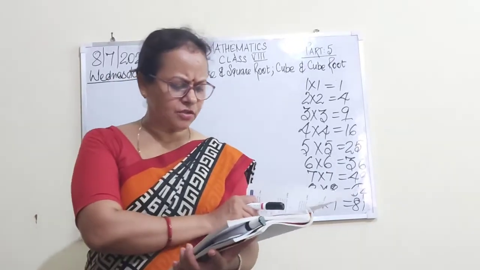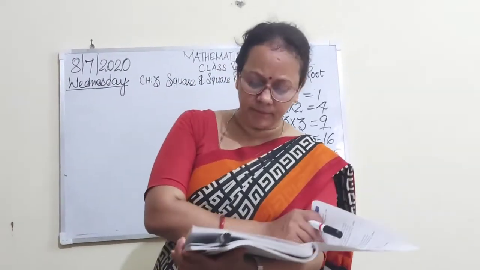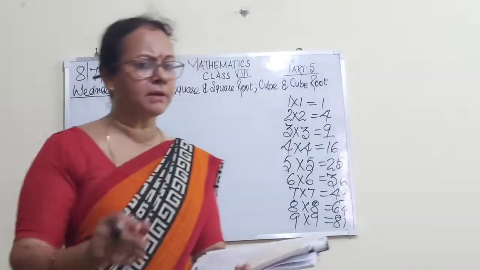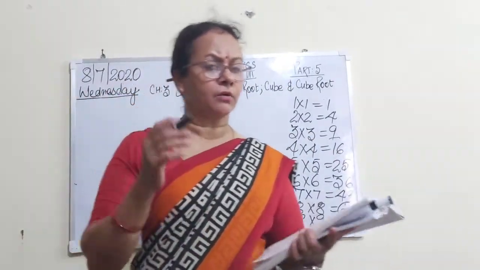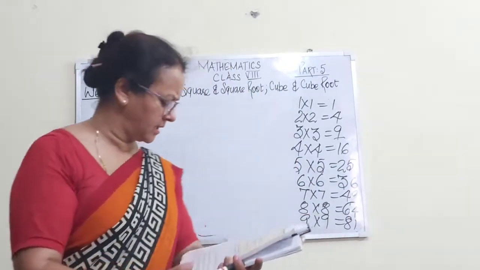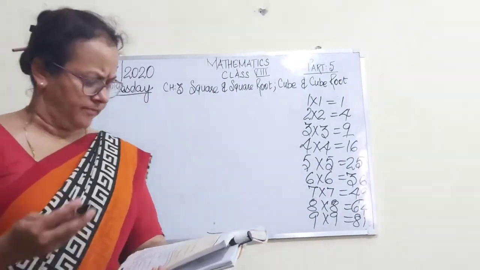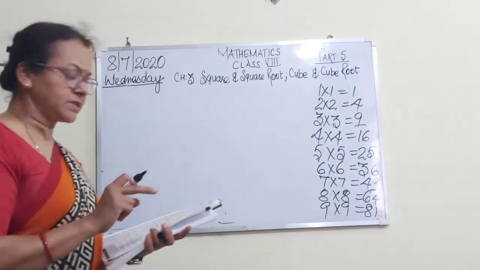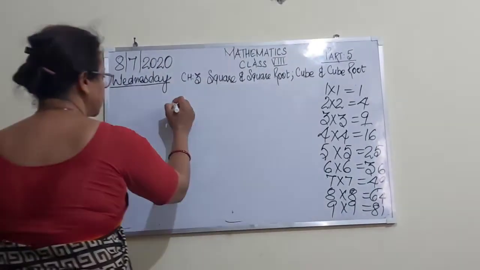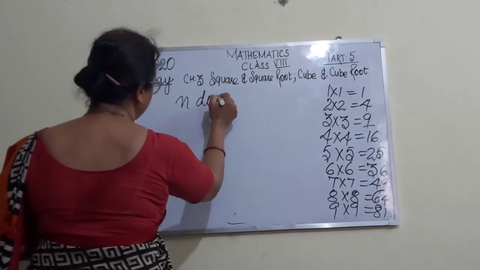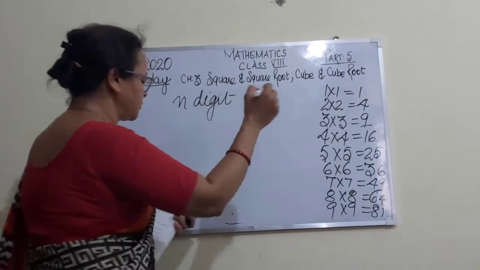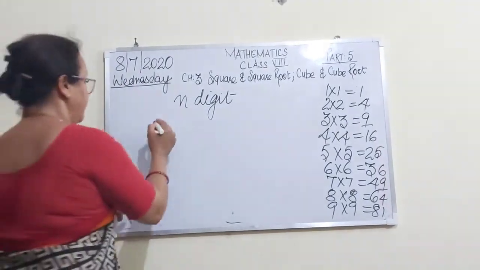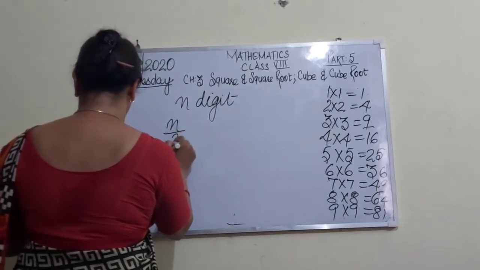Now our next concept is to find the number of digits in the square root of a number. Whatever number's square root we are finding, we are going to find out how many digits there are. Number of digits in the square root of a perfect square: for a perfect square having n digits, we don't know the number of digits, so we assume it is n. The corresponding square root will have n by 2 digits.